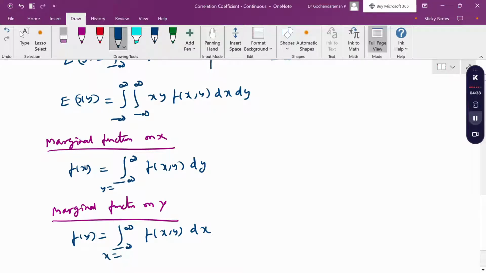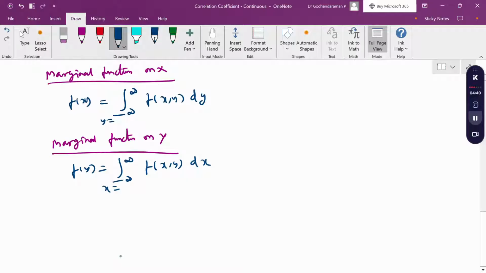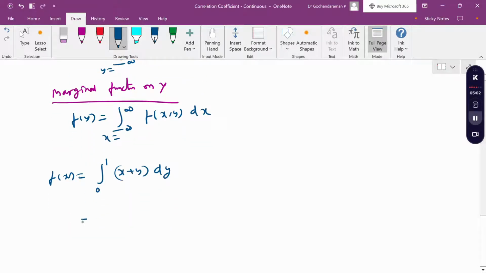Now one by one we calculate, because we only know f of x comma y. So first find the marginal function of x and the marginal function of y. f of x, for the range given 0 to 1, is the integral of f of x comma y, x plus y, dy. Therefore x plus y, derivative with respect to y.